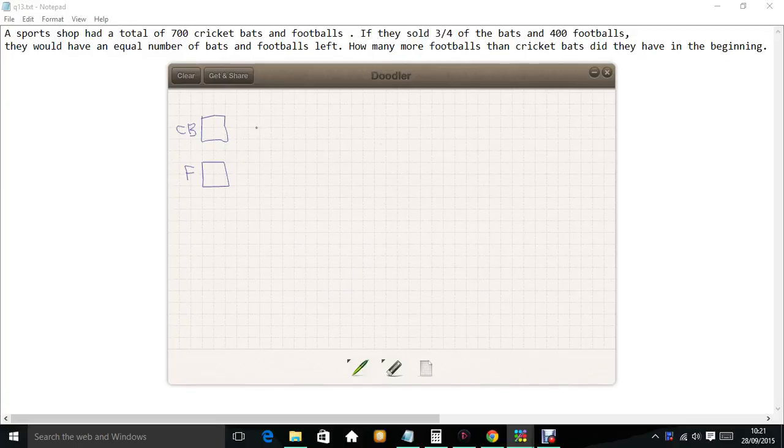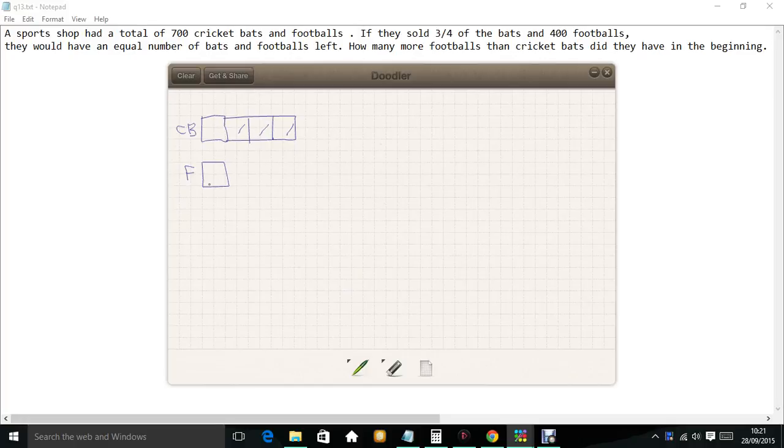Now we know that if we look at the cricket bats first, 3/4 of the bats were sold. This means that this must represent 1/4 that's left. So let's draw in the 3/4 that was sold: 1, 2, 3. And that's how many cricket bats there were in the beginning. These are the bits that were sold off, leaving 1/4 left. And we know that this is of equal value to that. We need to keep hold of that.